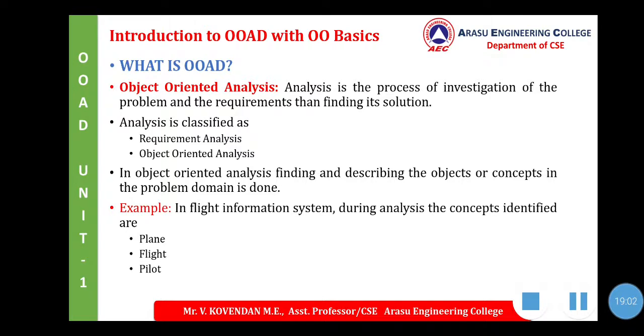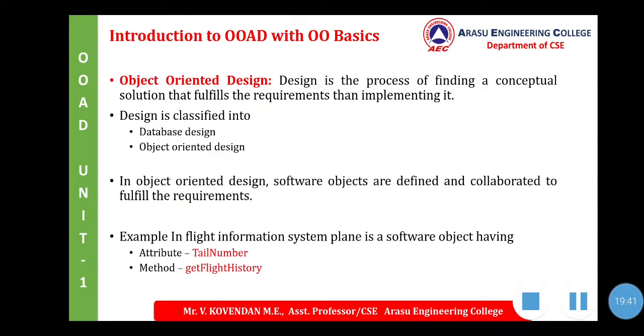Under OOA, it is an analysis of the requirements. Object oriented analysis has two classification methods. In this, finding and describing the objects or concepts in the problem domain has to be done. For example, in a flight information system, taking this as an analysis method, first we have to find what objects need to function in this application. The concepts we have identified are plane, flight, and so on. So these are all the objects. The objects contain a number of attributes. Based on this, we will be getting the analysis: what is needed for the requirement.